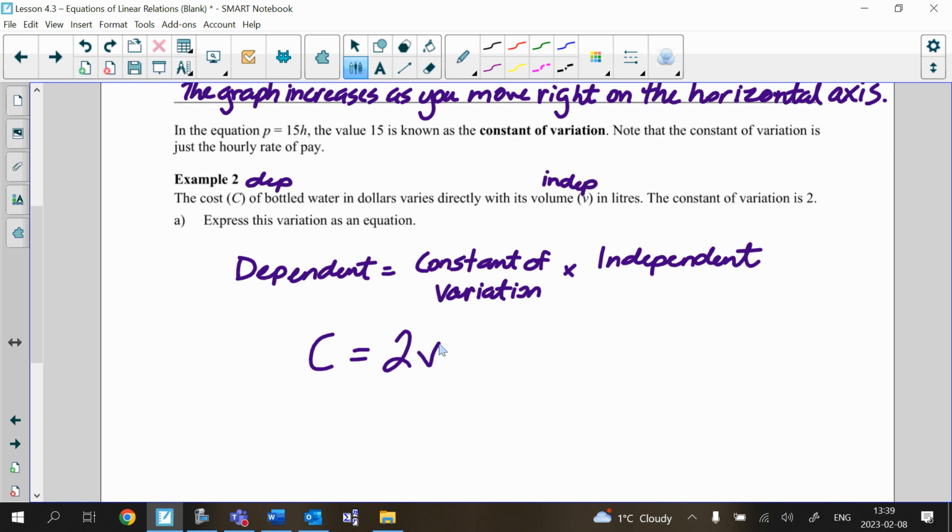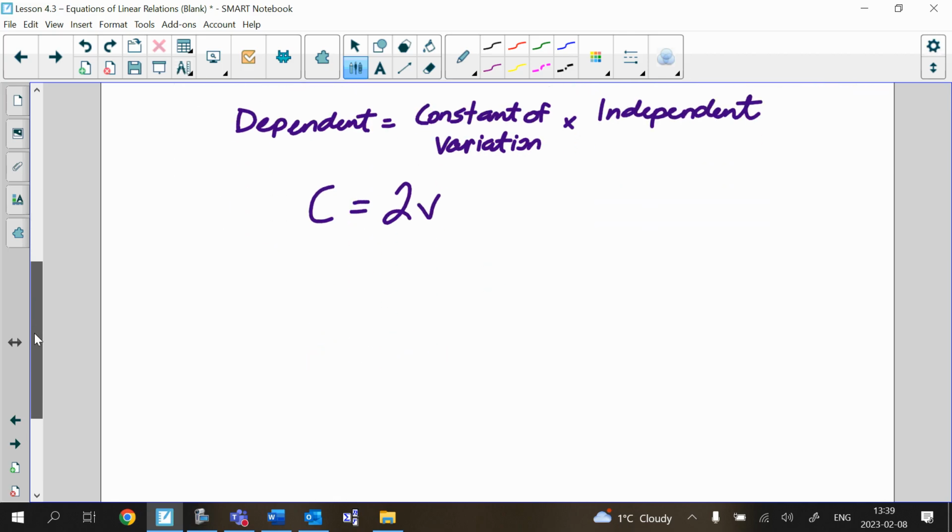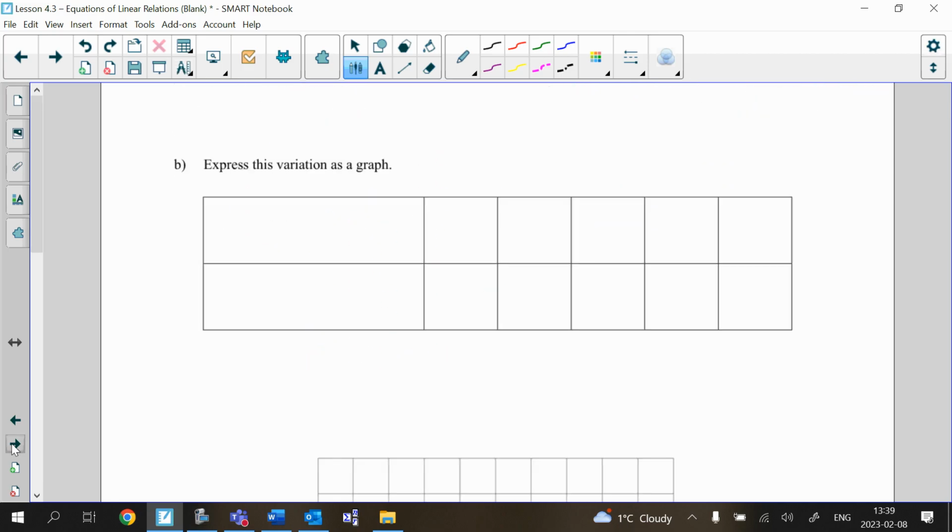Let's put it into a graph again. So we've got our independent first, so our volume, and then our dependent, which is our cost in dollars. And volume is V, cost is C. Or does it say liters? I think it says, oh yeah, it does say liters. So I'm going to say volume in liters. So basically the 2 represents how much a bottle of water costs, or a bottle of water costs $2 per liter.